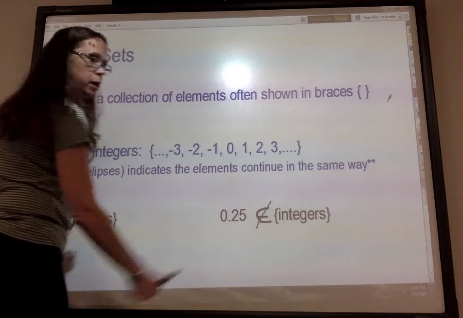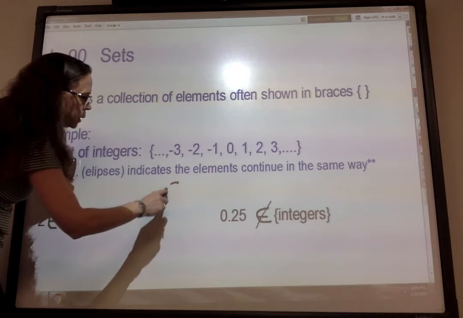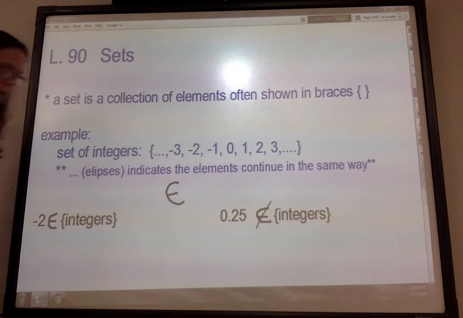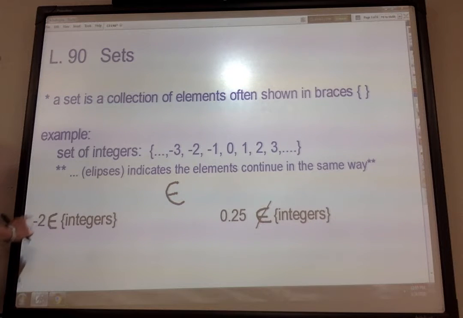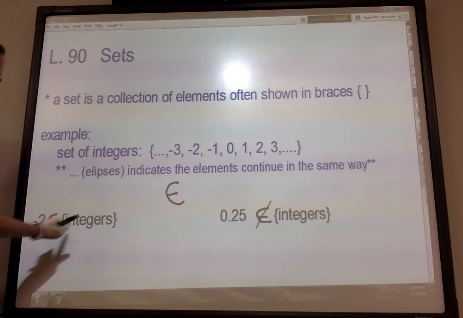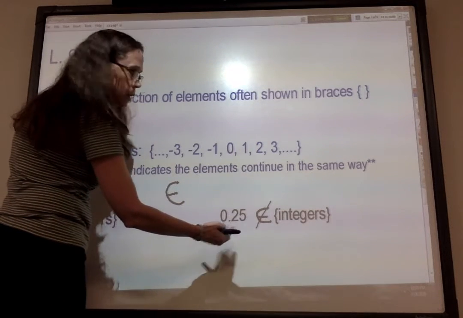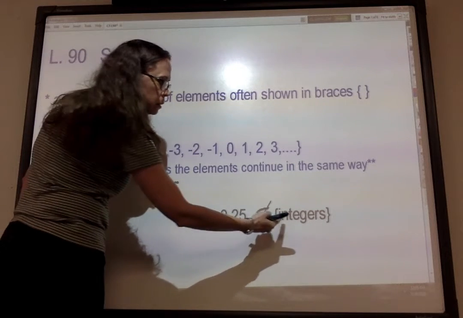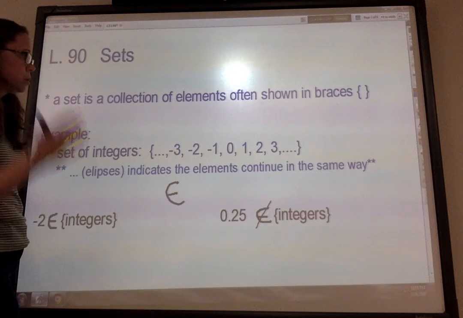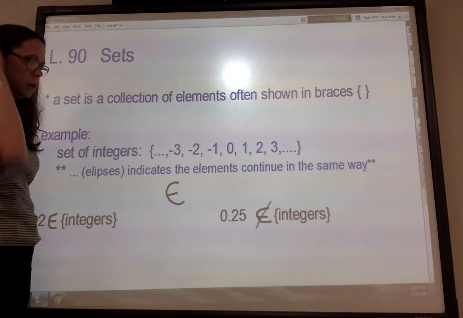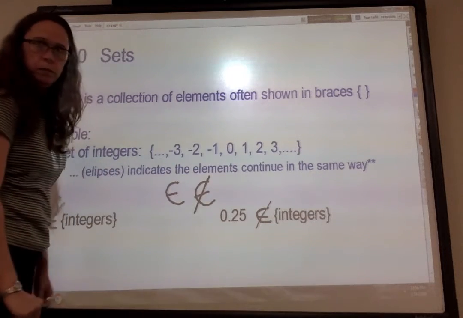All the different items in a set are called elements. Okay? So the symbol for element is a weird looking E. Okay? This means element. Okay, so in this case, we would say -2 is an element of the set of integers. 25/100ths is not an element in the set of integers because 25/100ths is not an integer because integers are whole numbers and their opposites. Okay, so element, not an element. Okay.